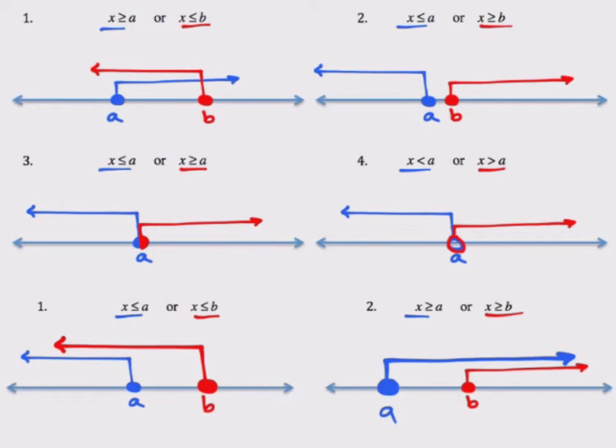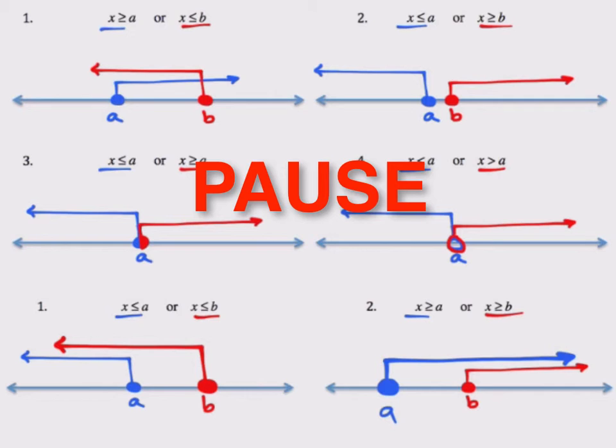Here, we've got all the possibilities for what the outcome could be with an or compound inequality. So, like before, I'd like you to pause the video, and I'd like you to write and graph the solution set for each of these 6 possibilities, recalling that in order to be a solution to an or compound inequality, you must be a solution to any of the individual inequalities, or at least one of them.